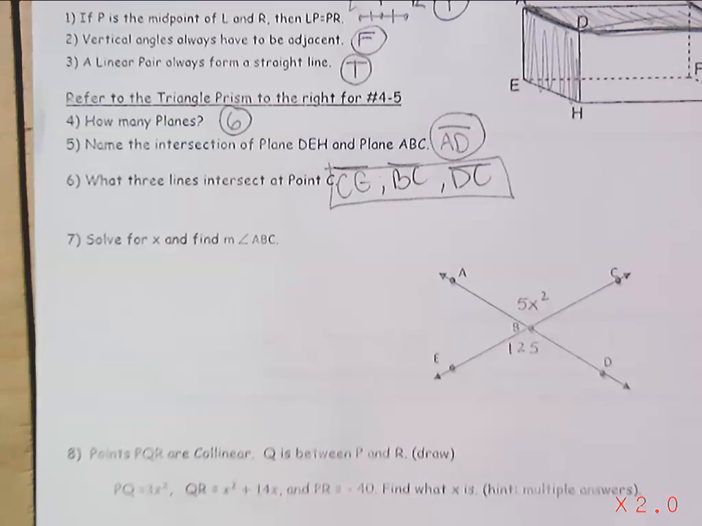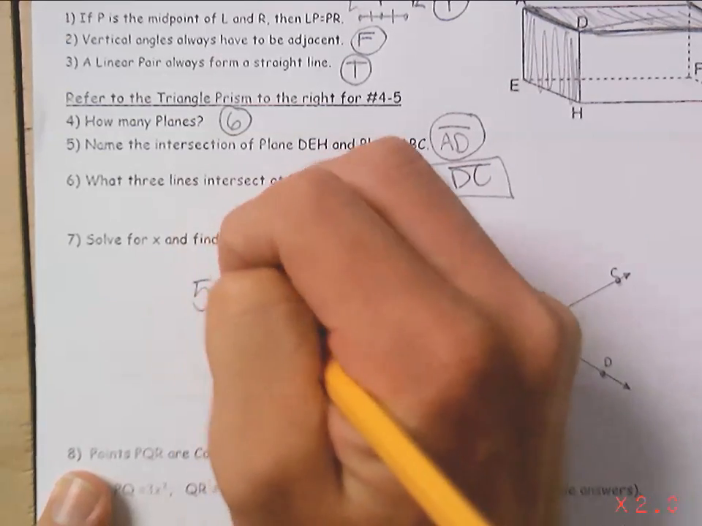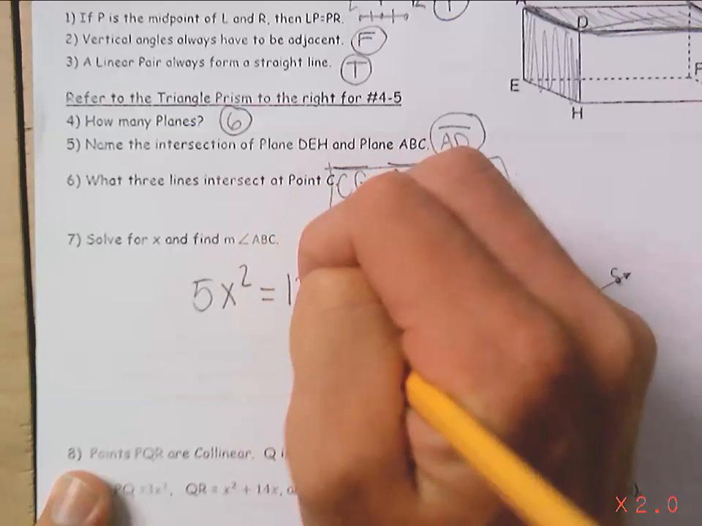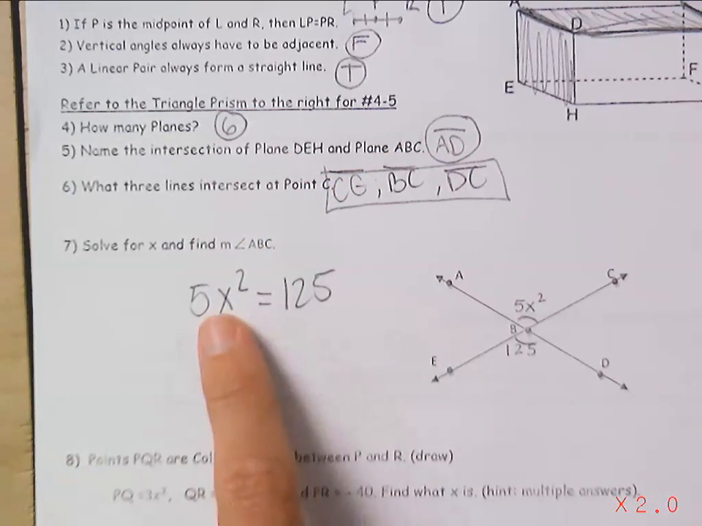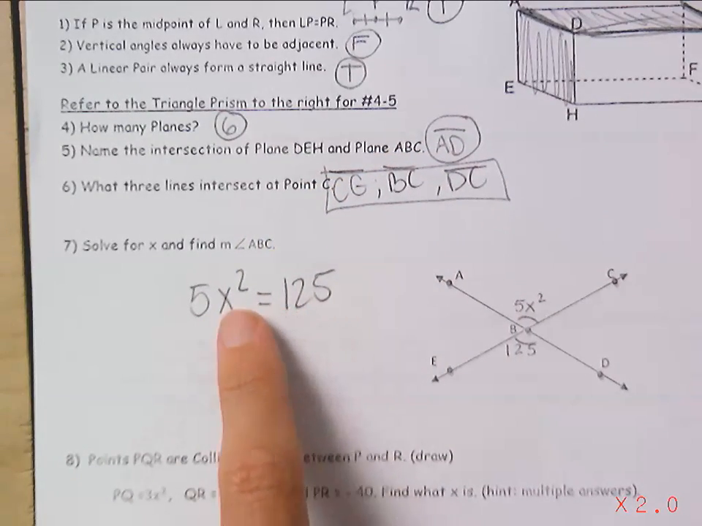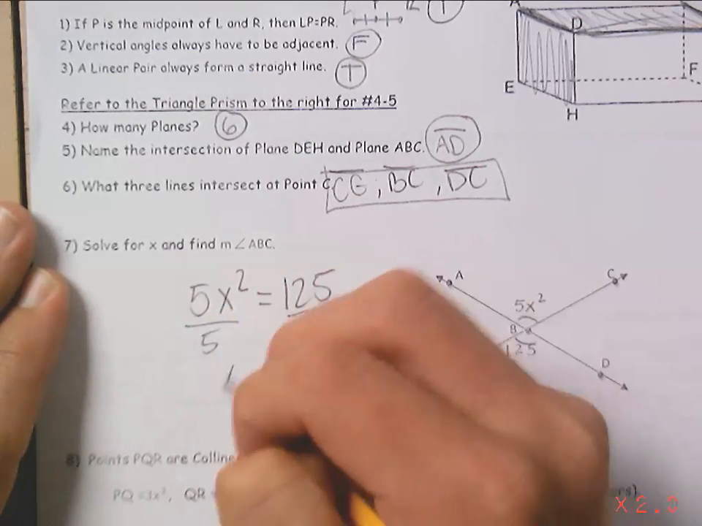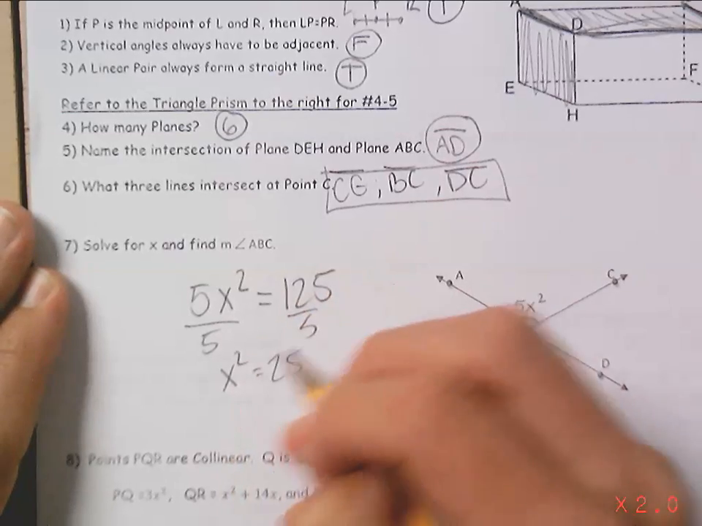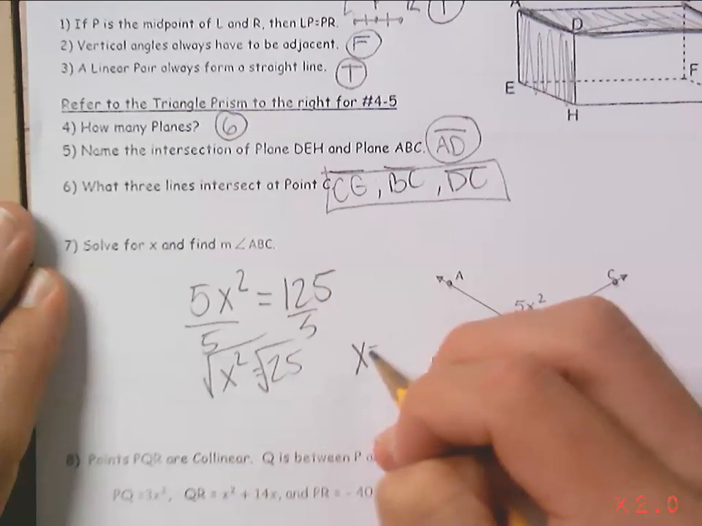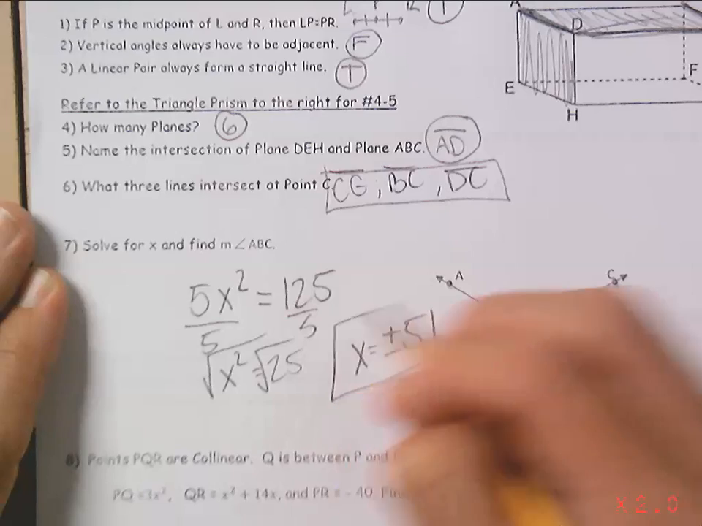Okay. Number 6, what three lines intersect point C? We have to look over here, but point C is right here. I see CG, BC, and DC. Okay, so those are my three lines. CG, BC, and DC.